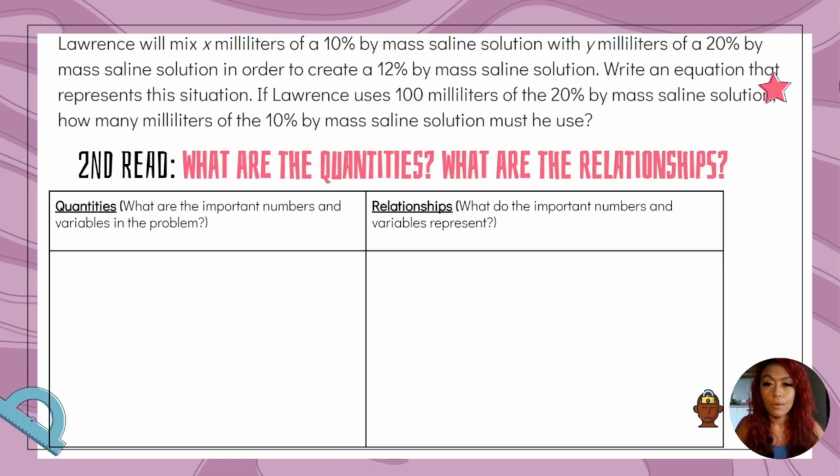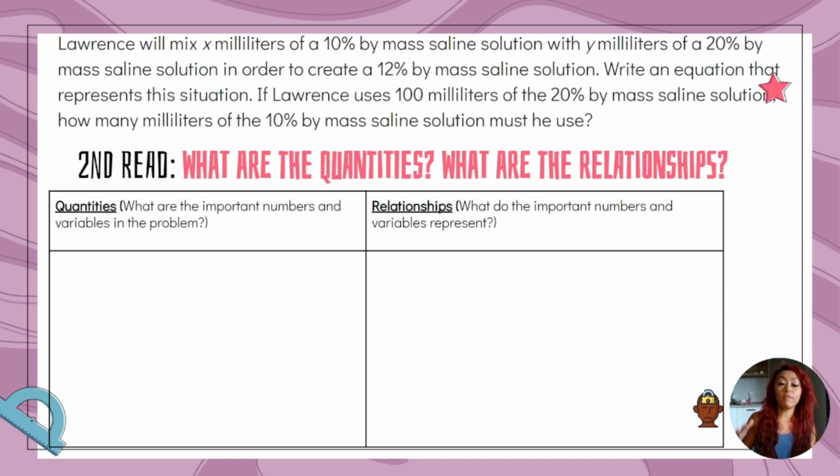Second read. Lawrence will mix X milliliters of a 10% by mass saline solution with Y milliliters of a 20% by mass saline solution in order to create a 12% by mass saline solution. Write an equation that represents this situation. If Lawrence uses 100 milliliters of the 20% by mass saline solution, how many milliliters of the 10% by mass saline solution must he use?